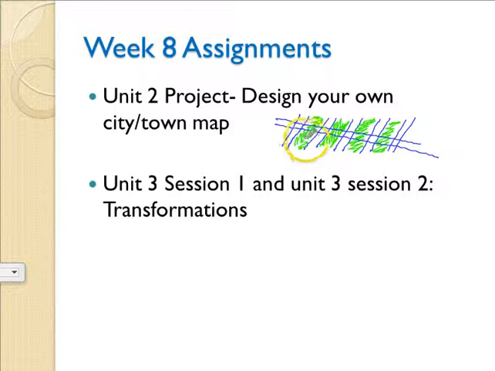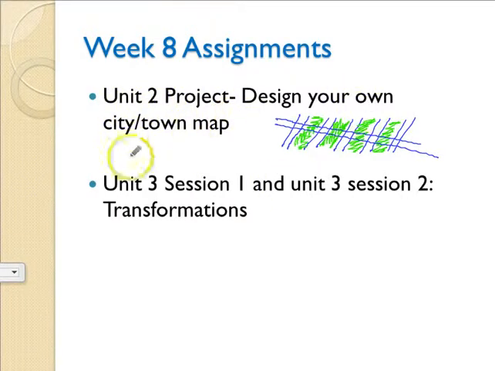And then what you're going to have to do is place some buildings. And I give you specific directions as to where those buildings have to be. Like your house and a school might need to be alternate interior angles to one another. A park and a restaurant might need to be vertical angles. So that's what you're going to be doing for the Unit 2 project.